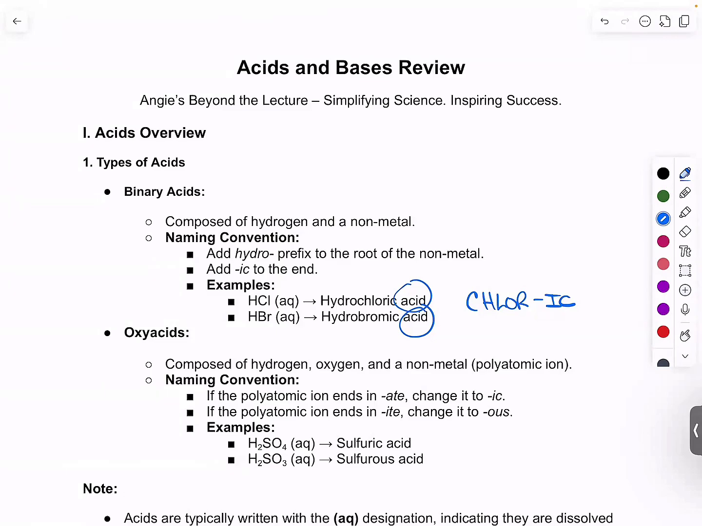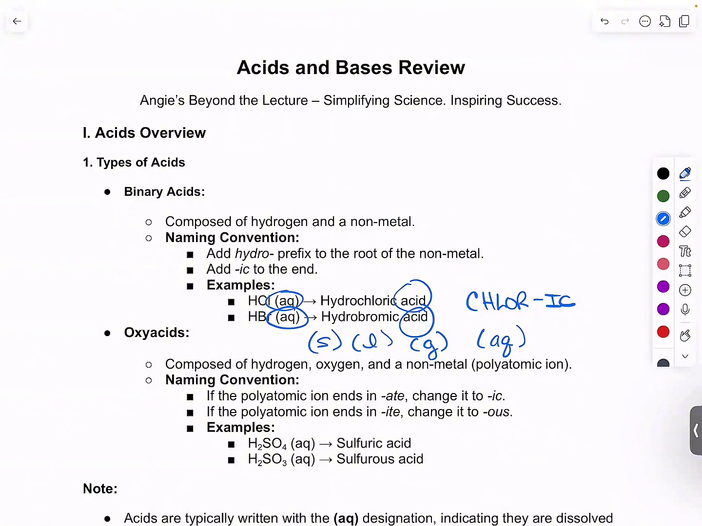And do note, I'll discuss this here shortly, aqueous is part of the acid formula. So we have 3 different states of matter, typically in chemistry: solid, liquid, gas, and then aqueous is like a 4th designation. And it simply means that you have something in an aqueous or water solution.